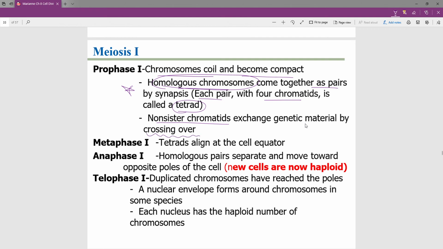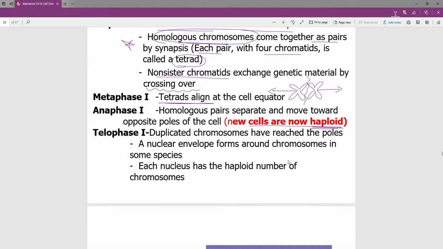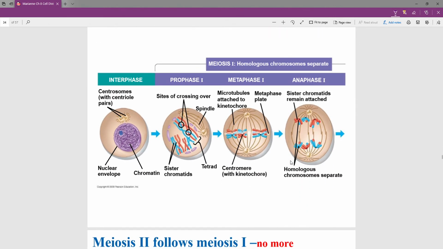In metaphase 1, this is different. So tetrads align at the equator. So you have 4 sister chromatids lined up, or 2 chromosomes. In anaphase, they're going to separate, and this whole chromosome is going to go to one cell, and this whole chromosome is going to go to the other. This is where the cells become haploid. You've reduced the number of chromosomes. Telophase, much like the process of telophase anywhere else. And this is illustrating that first bit.